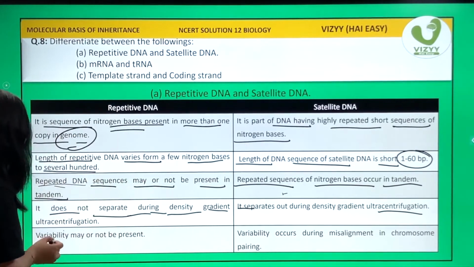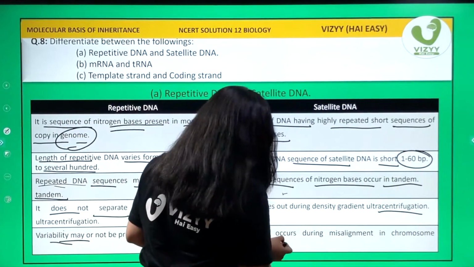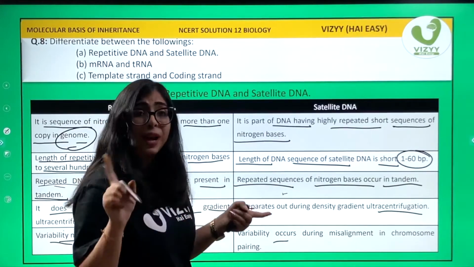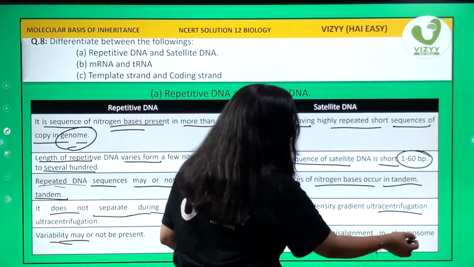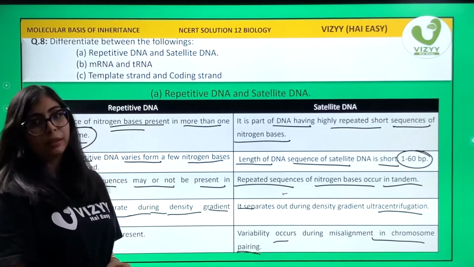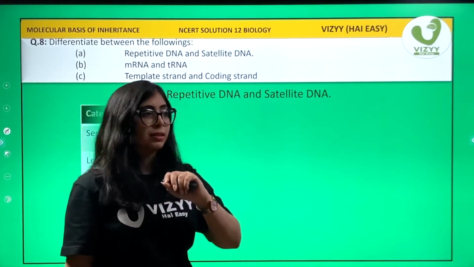Now, variability may or may not be present, whereas in satellite DNA, variability occurs. It is present, but when is it present? It is present when there is misalignment of chromosomal pairing. Okay. Now, let's categorize this.